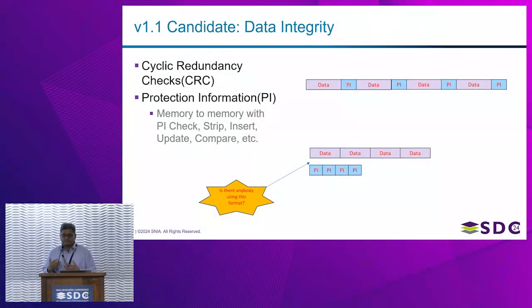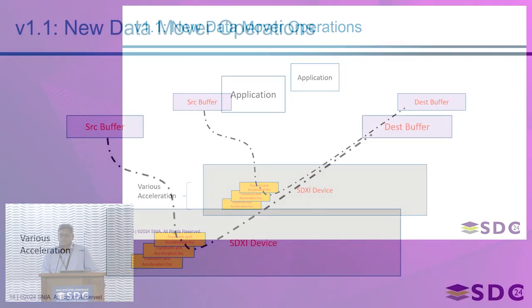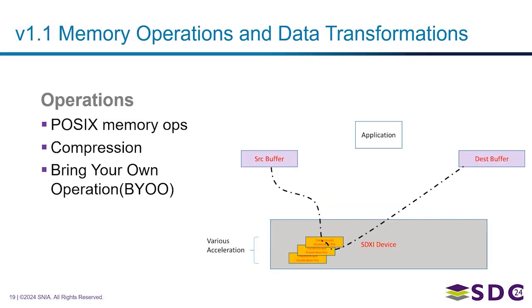So these are the kind of example memory-based operations that you can do with this, and we are looking to do this as part of 1.1. New data mover operations that I've already talked about previously. One of the most common ones that we're looking at is POSIX-style memory operations, whether it's a memfill or a memcompare or all of those things that you actually do with software. Imagine doing it for a terabyte of memory.